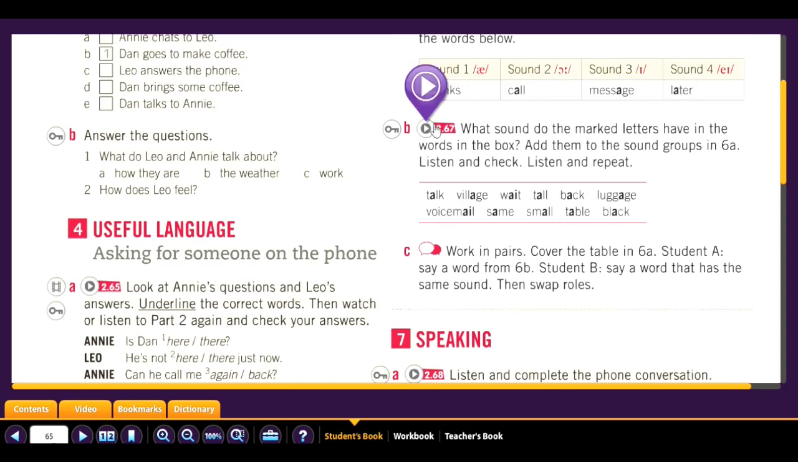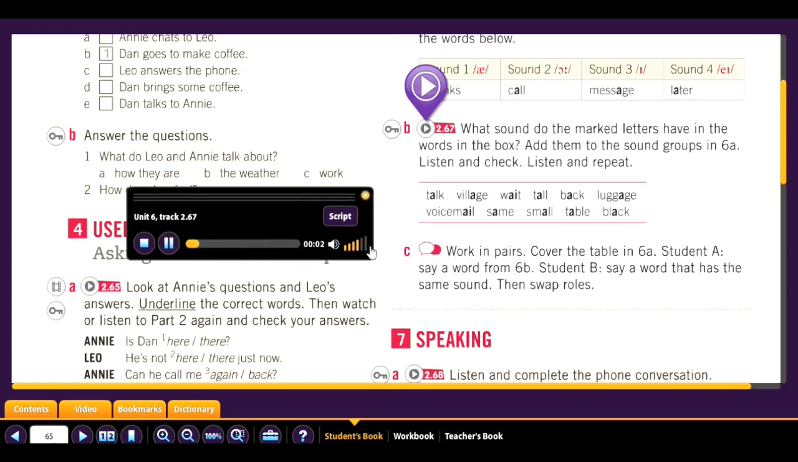Okay, listen and check. Track 2.67. Sound 1. Thanks. Back. Black. Back in black. Sound 2. Call. Talk. Tall. Small. Sound 3. Message. Village. Luggage. Sound 4. Later. Wait. Voicemail. Same. Table.